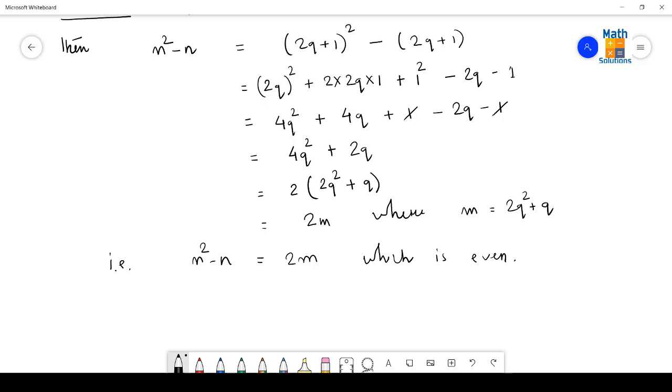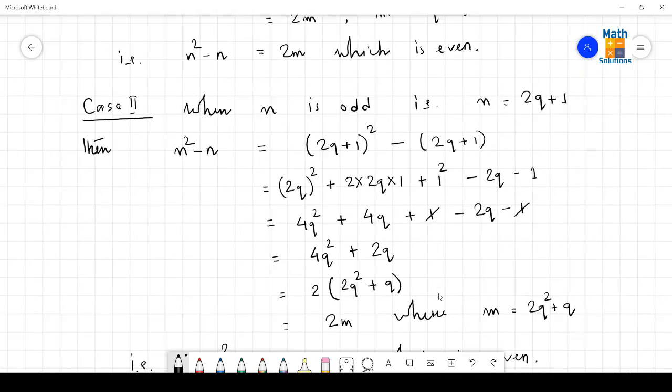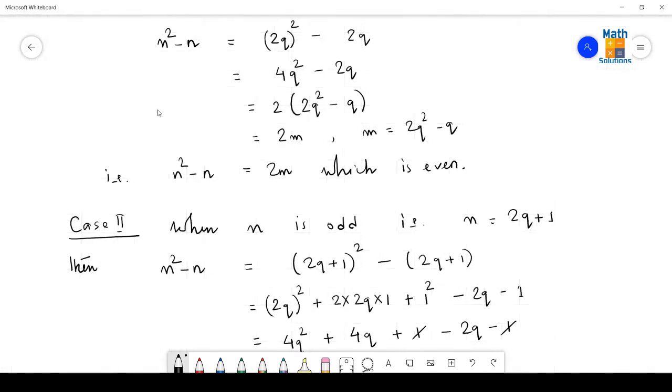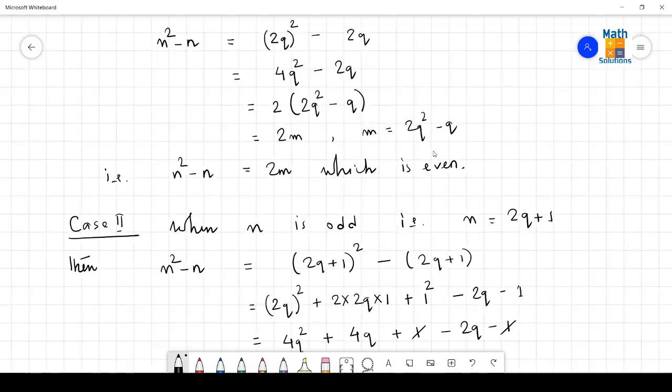That is what we had to prove. So in both these two cases, I mean in case 1 also, we got the result as a multiple of 2. I mean n square minus n is expressible as 2 into something. That means this is an even quantity.